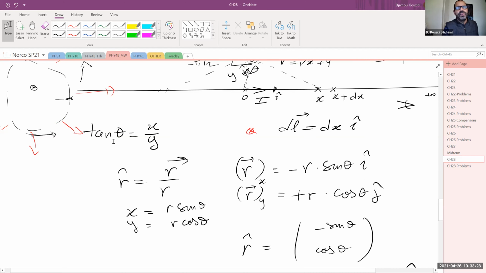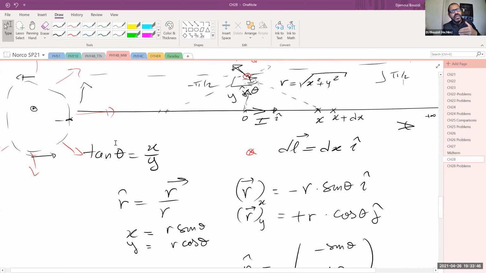Tangent has this property. Tangent of 90 degrees is infinity. Tangent of negative 90 degrees is actually negative infinity, because again, it's sine theta over cosine theta. Sine of 90 degrees is 1, cosine of 90 degrees is 0. That's why you're dividing by 0. That's why the tangent is infinity.